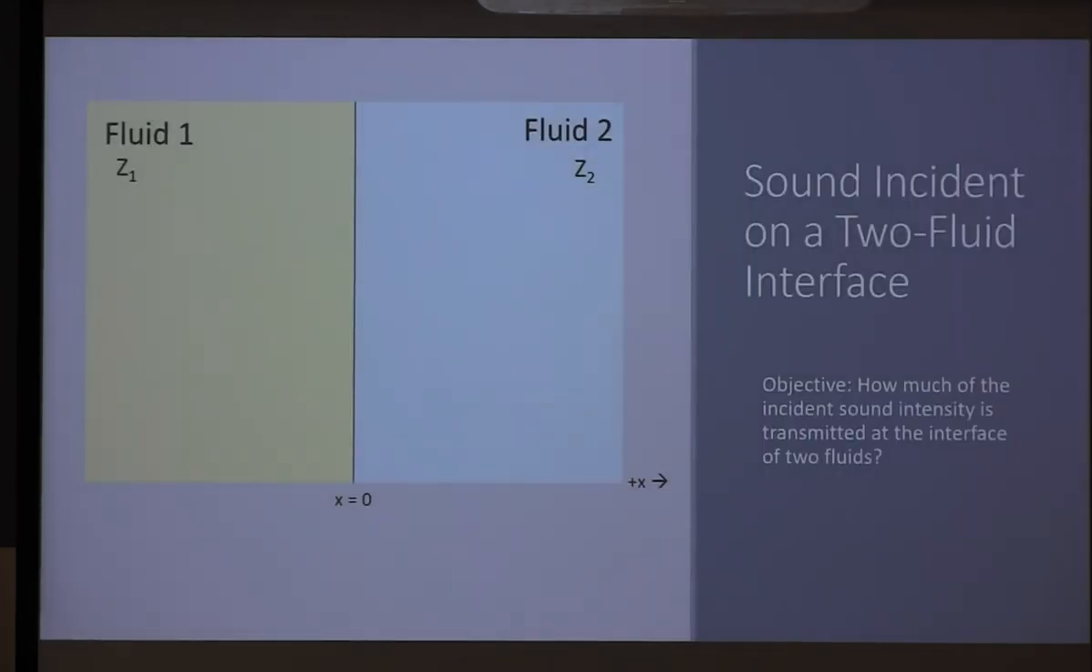Now that we have those definitions, back to the interface where we're ignoring the middle ear. Earlier, fluid one was air, and fluid two was this cochlear fluid. But let's look at this generally and figure out how much of the incident sound intensity is transmitted at the interface of these two fluids. I'll note that in this case, the two fluids are separated by a membrane of negligible mass. Similar to how the eardrum separates two fluids, this is just going to function to basically hold the two fluids apart.